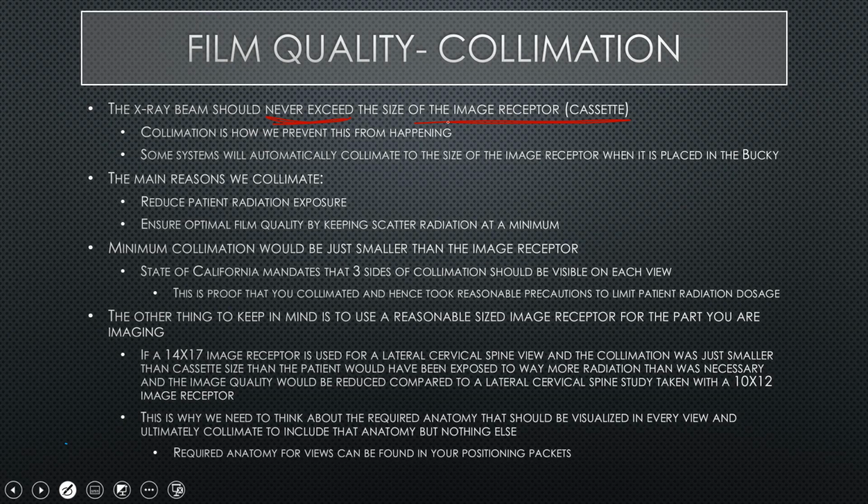So in the state of California, the state of California mandates that you should have a visibility of 3 sides of collimation. This is to show that you did indeed collimate the film and you took the proper precautions to reduce patient radiation dose.